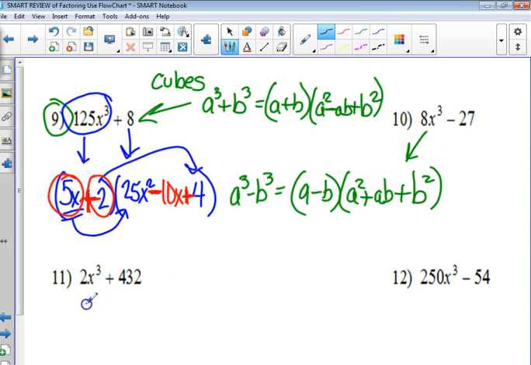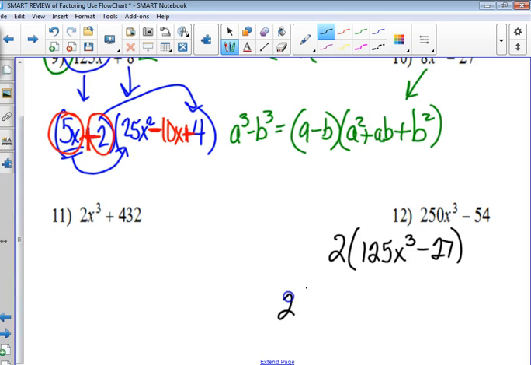Should we try 10 or 11 so you can practice this one more time, or 12? What could I take out on 12? Just the two? Then I'd have 125 x cubed minus 27. Is that right? Are 125 and 27 both cubes? Okay, so the two stays out front. Then I'm going to take the cube root, and then I'm going to have a funky leftover pattern. Anybody remember how it goes? Cube root of this would be 5x. Cube root of this, minus 3.